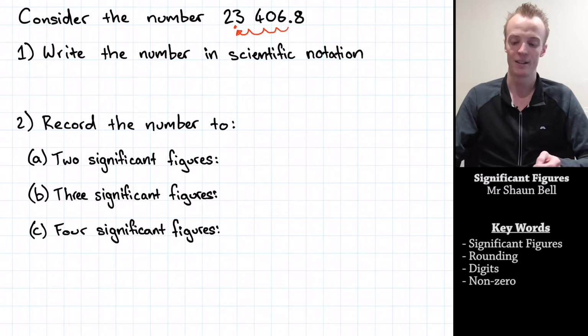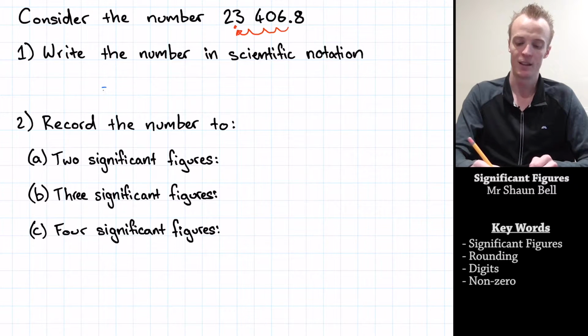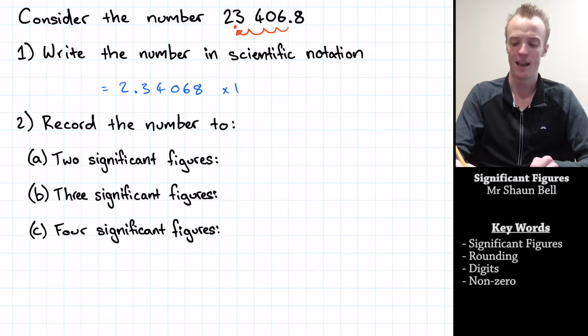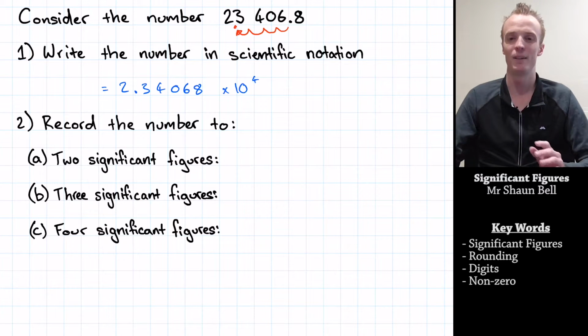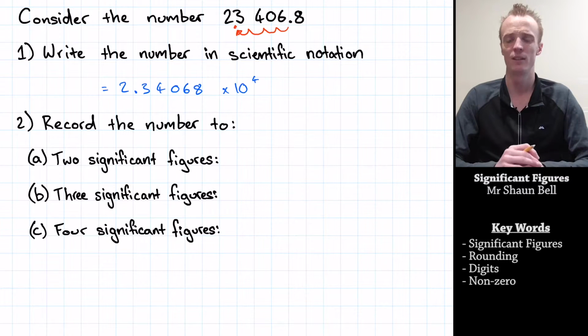So when we record that in scientific notation, this is equal to 2.34068 times 10 to the power of 4. Now because this is a large number, the power is going to be positive. But now I want to record this same number but only to 2 significant figures. So what does that mean?